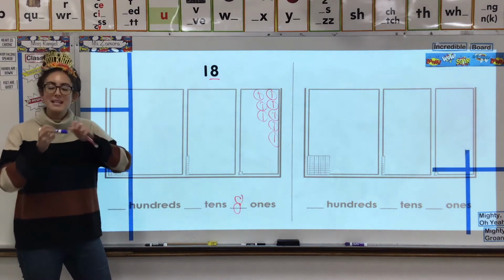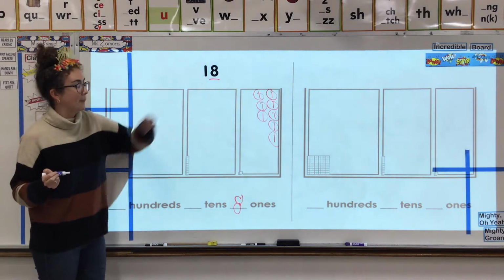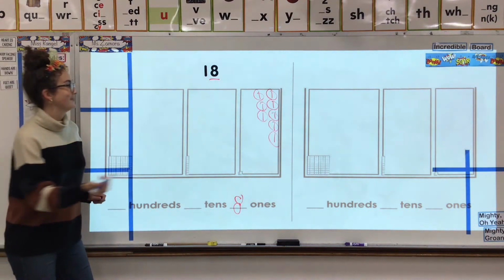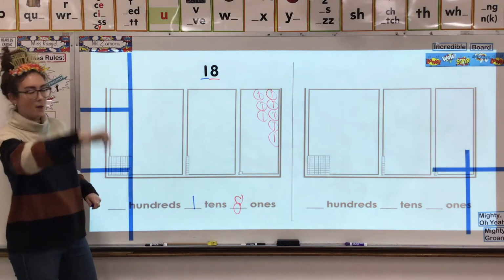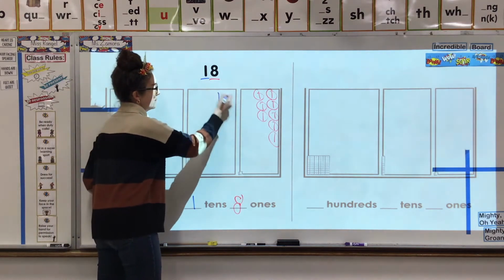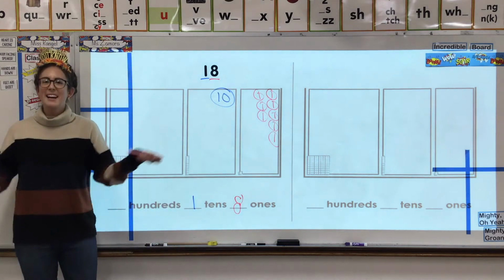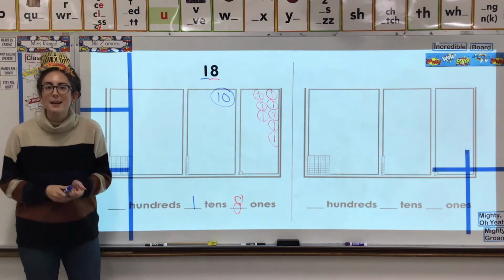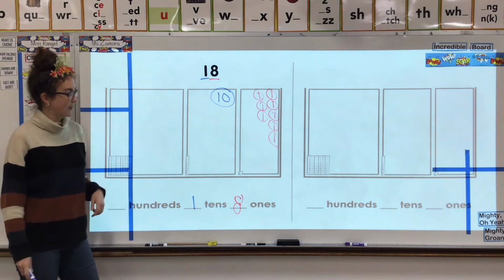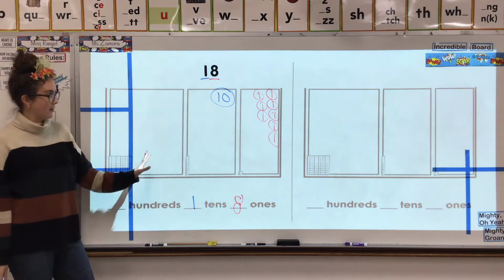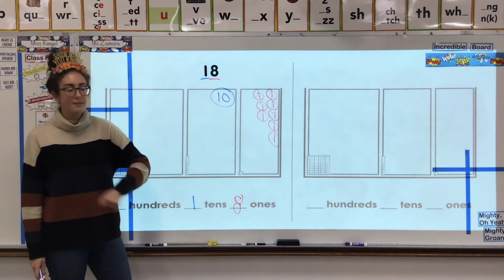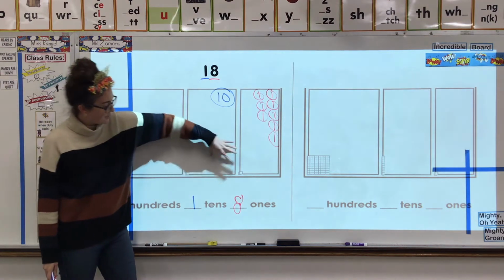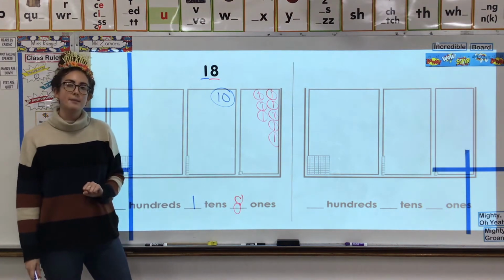Okay, second grade, how many tens are in 18? How many tens? 1. There is 1 ten. So let's go ahead and draw 1 ten. Good job! That was nice and quick since you all are so skilled. Okay, second grade. So showing 18, one way we could represent the value is 1 ten and 8 ones.